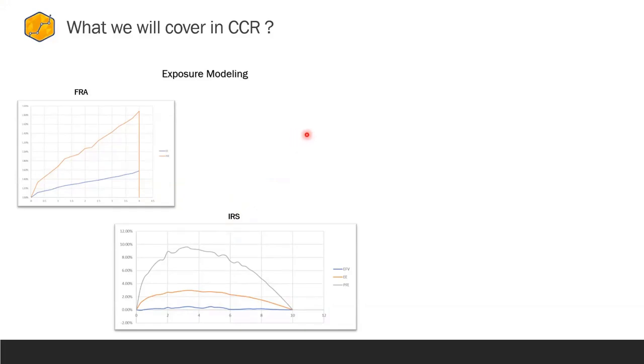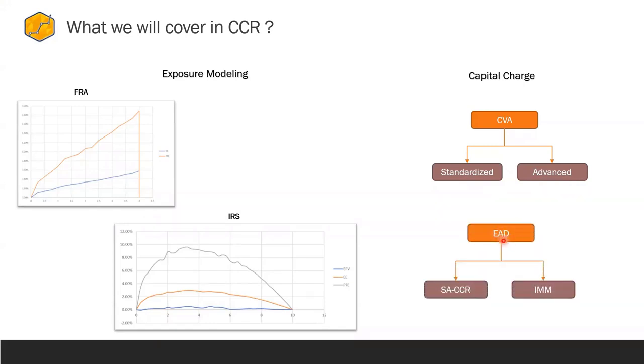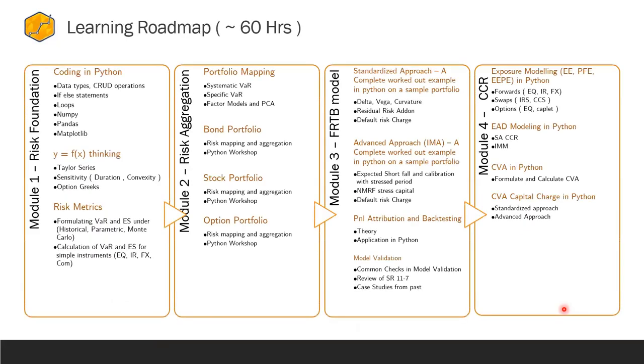And then we will also learn how to calculate capital charge for CVA using both these methods, standardized approach and advanced method. And EAD calculation, this is part of the credit risk, right? Using SA-CCR, standardized approach for counterparty credit risk, and internal models method. So we'll take sample instruments, calculate exposures, and calculate key statistics of each of the instruments, EE, PFE, effective expected positive exposure, all those things, and then calculate CVA capital charge and EAD, which will be potentially used in credit risk capital charge calculation. Okay, I know it's a lot of details. All right, so learning roadmap very quickly goes like this.